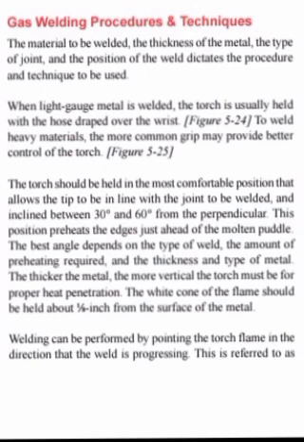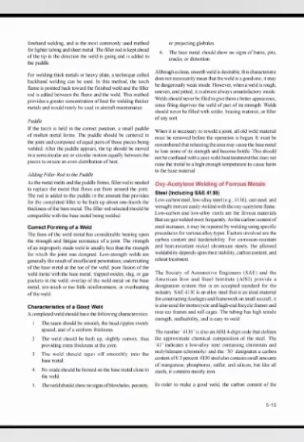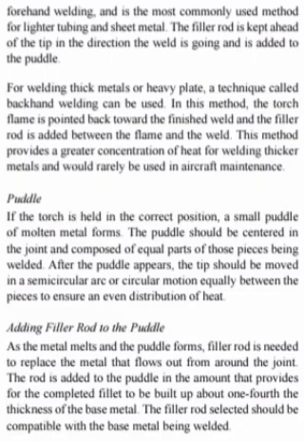Welding can be performed by pointing the torch flame in the direction that the weld is progressing. This is referred to as forehand welding, and is the most commonly used method for lighter tubing and sheet metal. The filler rod is kept ahead of the tip in the direction the weld is going and is added to the puddle.